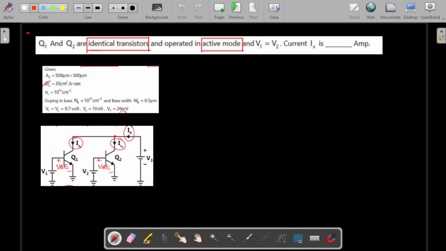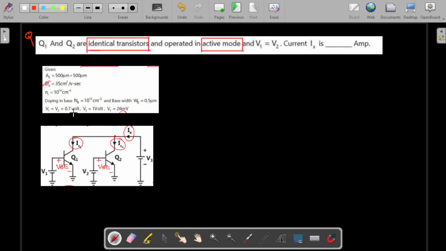This is one of the very good questions, comparing all the previous things. Q1 and Q2 are identical transistors, which means all the configuration and all the current flow are the same. They are operating in active mode, V1 is equal to V2, and they are asking for the current Ix.